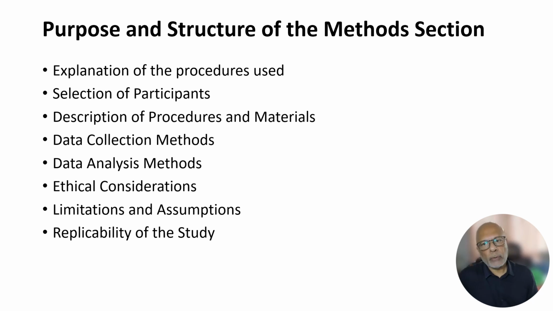So the purpose and structure of the methods section is basically it gives an explanation of the procedures that you have used in your research. It is how you selected your participants or your items and the description of the procedures and the data collection techniques and the methods and how the data was analyzed. And then it also needs to have an ethical consideration, if ethics is part and parcel of your research, and also the limitations and the assumptions have to be clearly stated in the method section, and also the replicability of your study should be stated through that detail in the method.